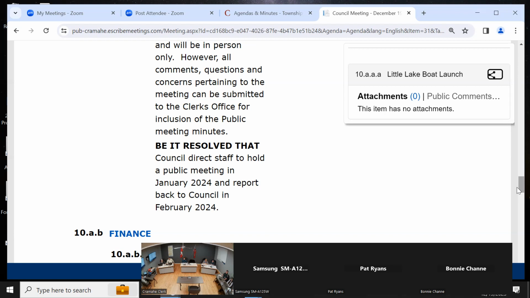But it's not a time for debate. So I'm not too sure if the public's confused on that. It's more of a gathering when you have a public information session, to gather information from the public of which way they want to go. There can be a question and answer period, as there has been, in terms of what's on the agenda.